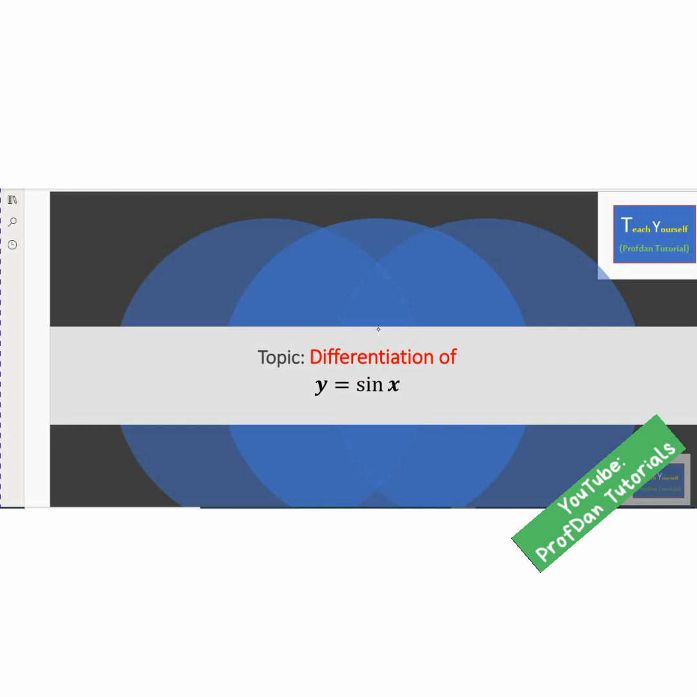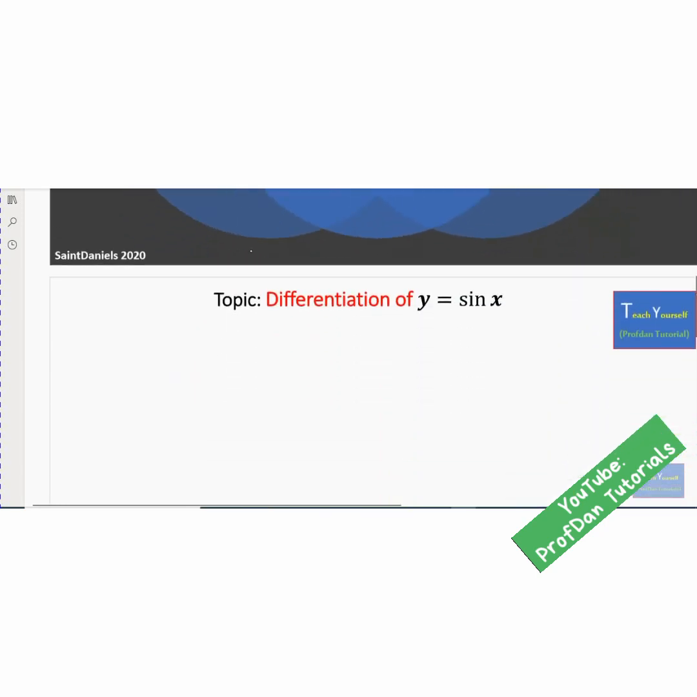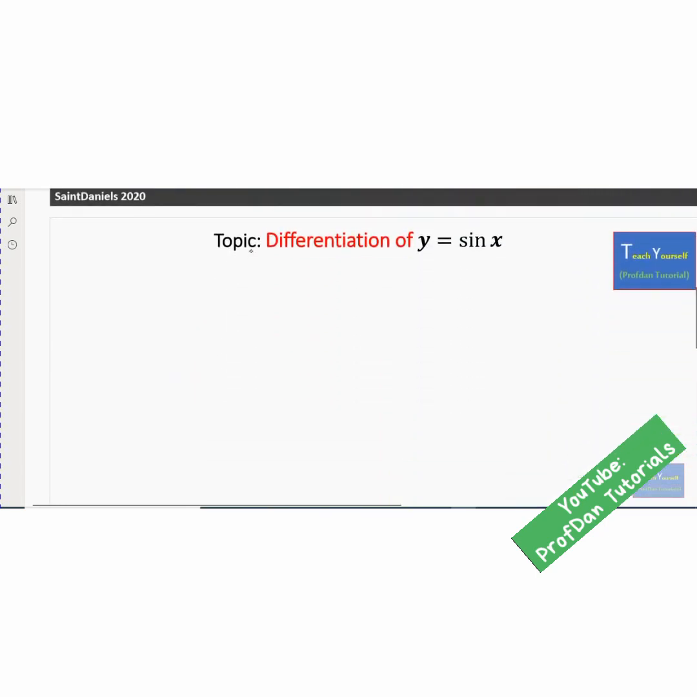Today we will be learning how to differentiate a sine function using the first principle. Check our previous video on the first principle. If you have a given function y equals sine x, differentiating y with respect to x is going to give us another trigonometry identity referred to as cosine, written as cos. So in this case, it's going to be cos x.